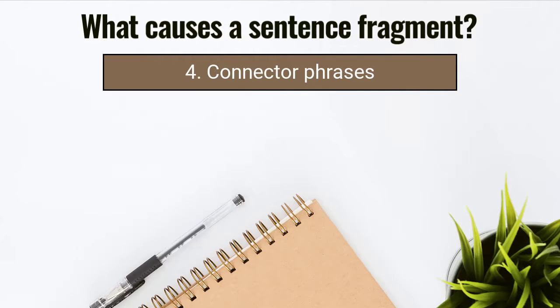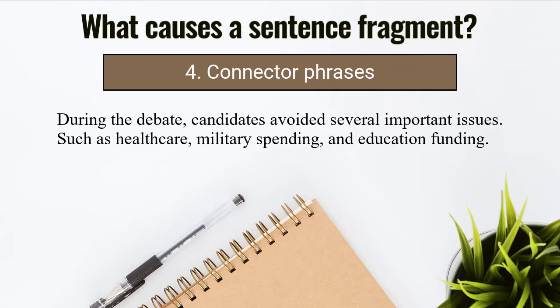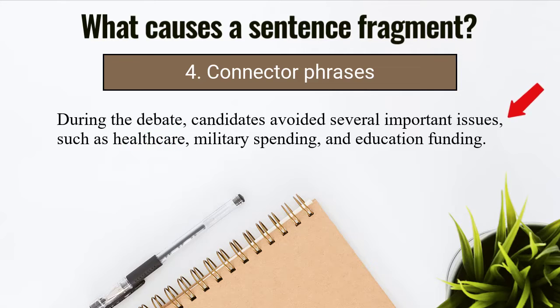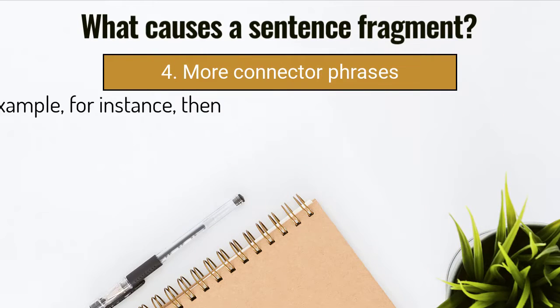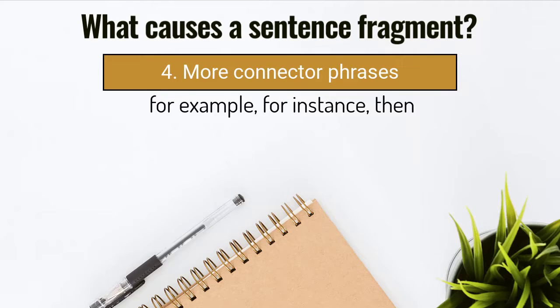Some fragments are introduced by connector phrases. During the debate, candidates avoided several important issues, such as health care, military spending, and education funding. Such as is always preceded by a comma or nothing at all. Phrases beginning with for example, for instance, and then are also set off with commas or nothing at all.